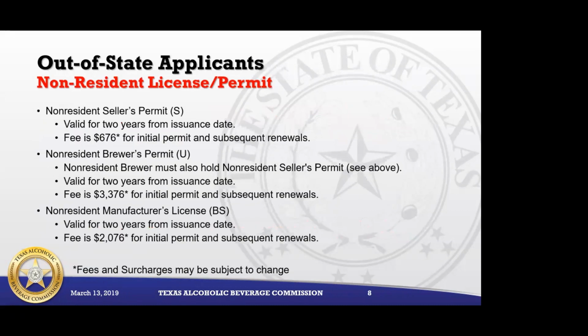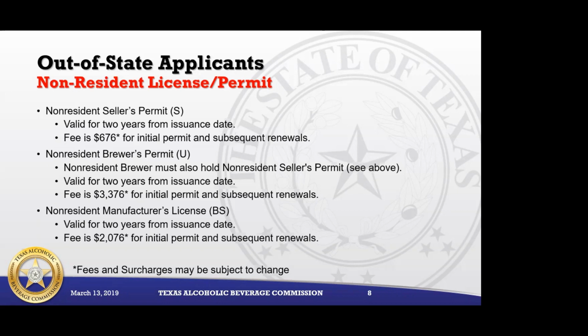Okay, let's begin first discussing out-of-state manufacturers. I'm going to start with the non-resident permittees and licensees. First, we have the non-resident seller's permit, identified by the letter S. The non-resident seller's permit authorizes distillers, wineries, importers, brokers, and others to solicit, take orders, and ship liquor, or cause liquor to be shipped, to permittees authorized to import the liquor into the state of Texas.